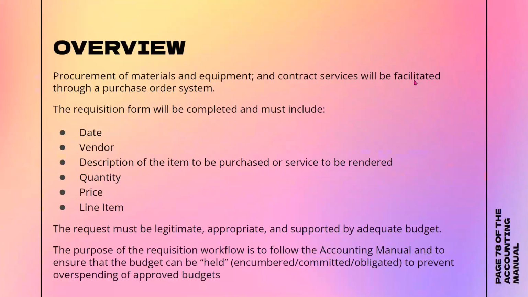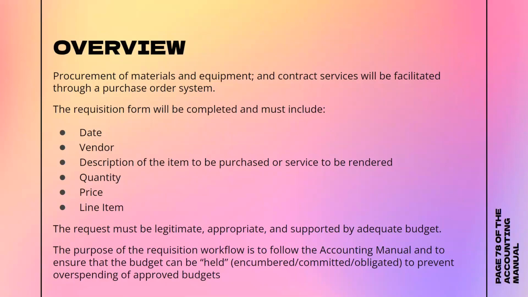So this is lifted from the accounting manual. Procurement of materials and equipment and contract services are facilitated through a purchase order system. At this point, that's Intacct. And so we include information. The manual requires what's on screen there. Obviously, we include more, but we're at least going to have our date, the vendor, the description of the item being purchased or service, the quantity, price, and line item.